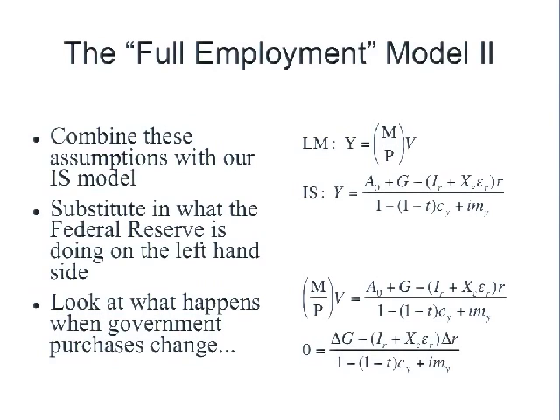You can add changes to taxes to this. It doesn't much affect the essentials. It does produce more complicated equations. But we're not going to. We're going to keep things simple. And just say that the government is going to change its spending by an amount delta G. What else is going to happen?